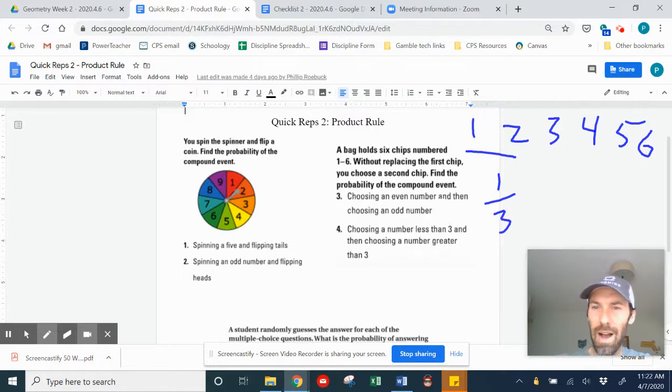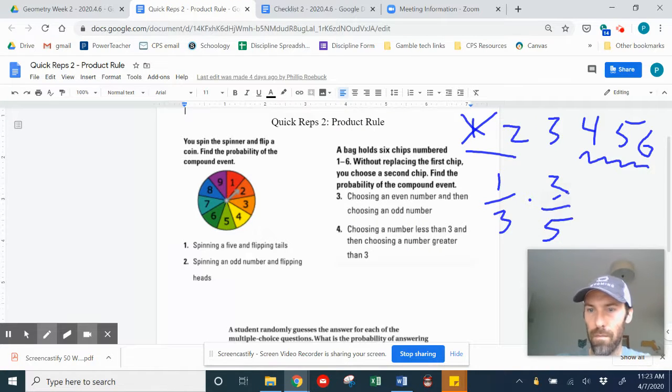Now, assuming that we got one of those 2 numbers, cross one of them out, what's the probability of choosing a number greater than 3? Those options are 4, 5, and 6. So there's 3 of them out of 5 total choices. So 3 out of 5. My 3 doesn't look so good, sorry. We multiply across, we get 3/15, which we can simplify to 1/5.